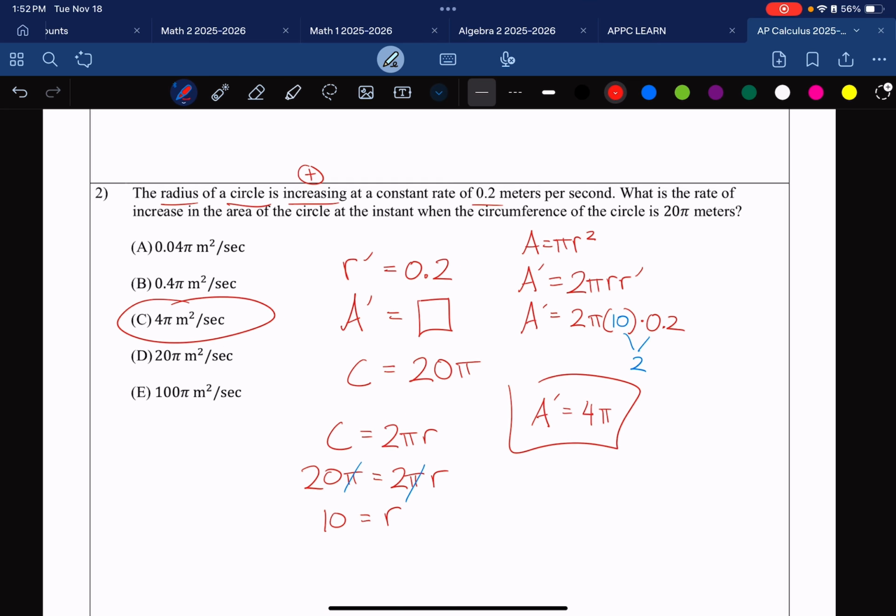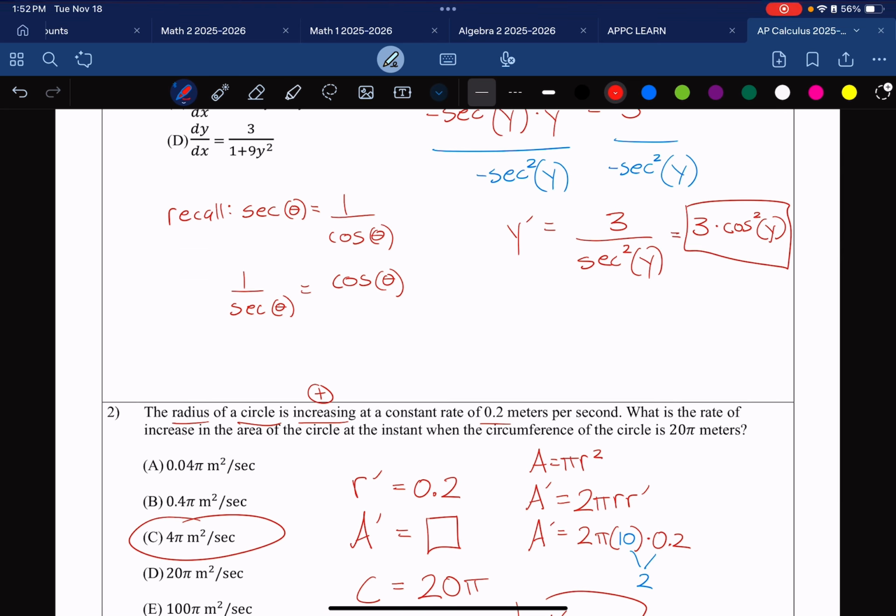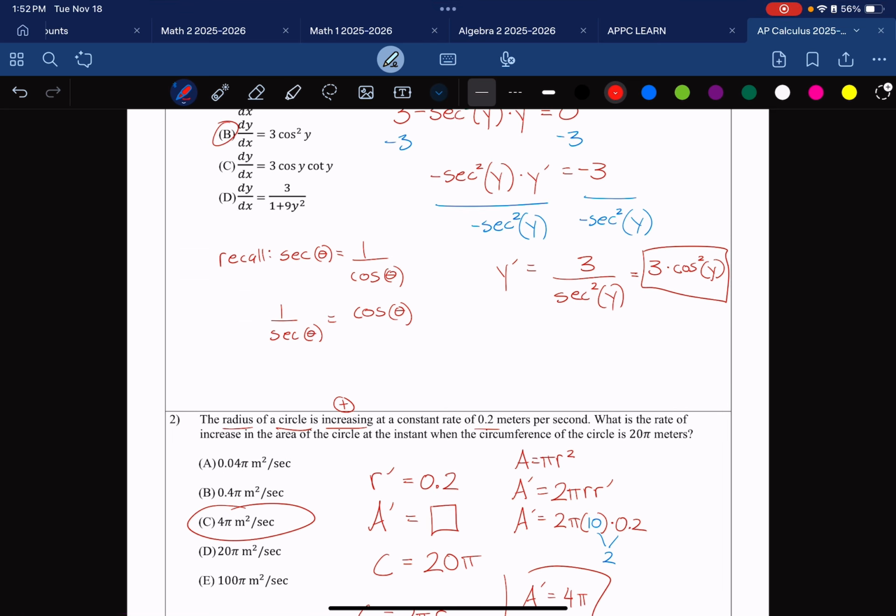I can box my work. Did I box my work last time? Ta-da, there it is. All right, you don't have to box your work if it's multiple choice. I just care about the right letter on these.